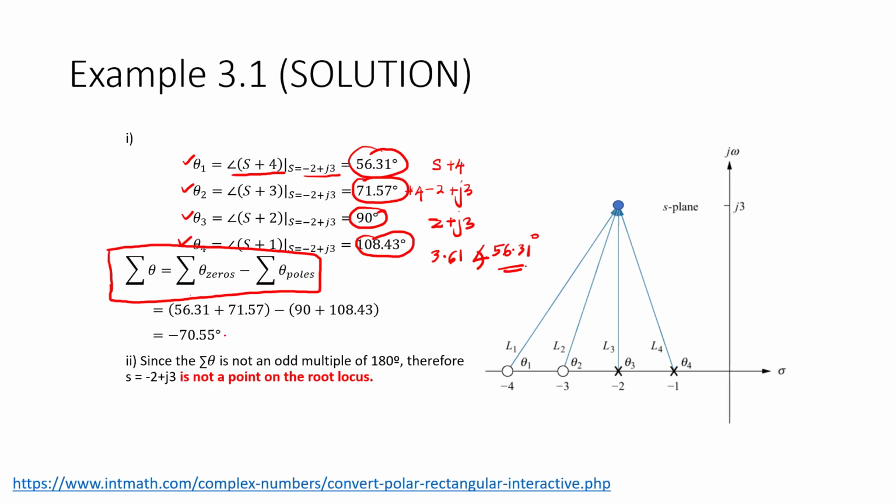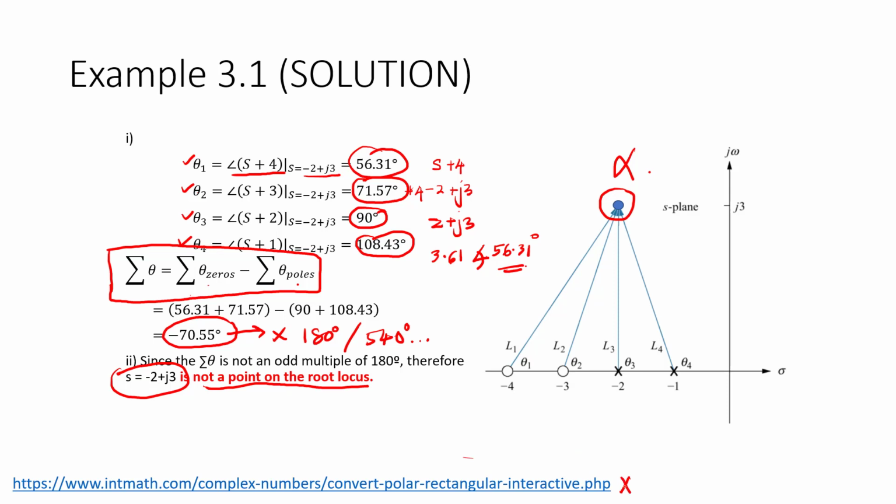So use this equation to find the total sum of the zero angles minus the total sum of the pole angles. You will get -70.55 degrees. This is not an odd multiple of 180 degrees, such as 180 or 540 degrees. Since this is not an odd multiple of 180 degrees, this point is not on the root locus. You can use this link as well to calculate the phase criterion.